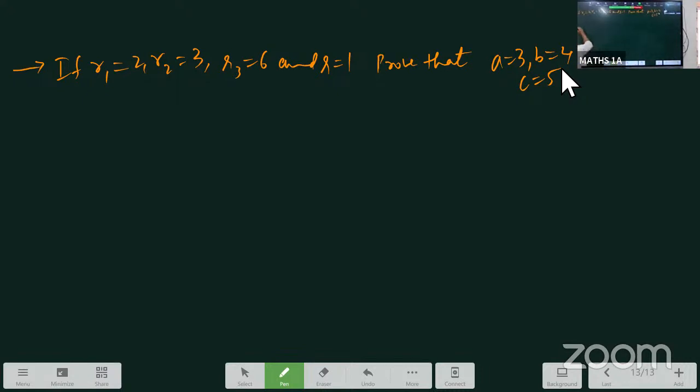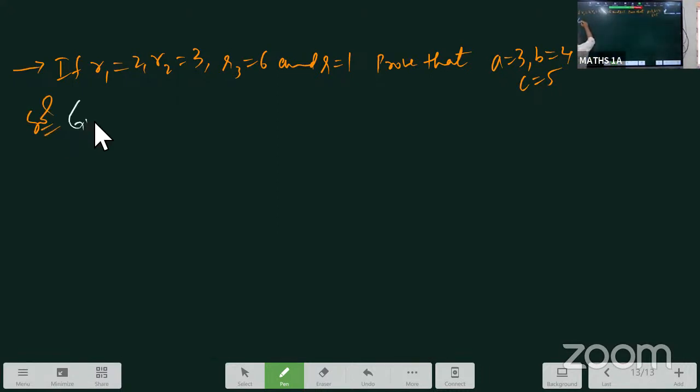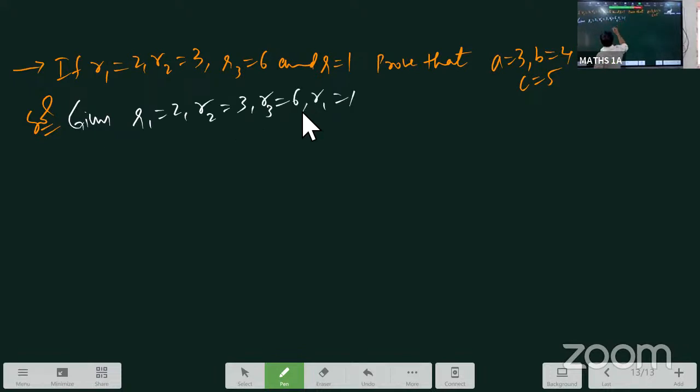Let us see. Now, whenever I know the given information: R1 is 2, R2 is 3, R3 is 6, and R is 1.